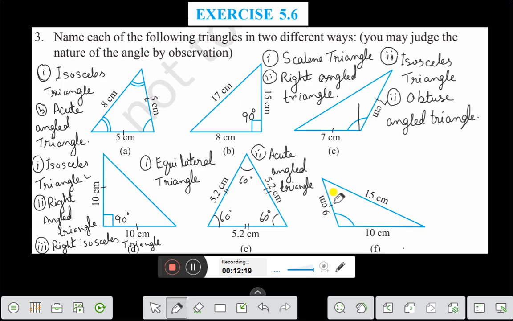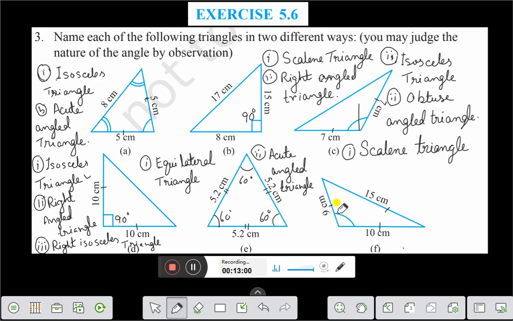Right? Now we'll do question number F. Question number F is, if you see here, this is 9 centimeter, this is 10 centimeter, and this is 15 centimeter. That means all the sides of the triangle are different or unequal. Therefore, we can say it as scalene triangle. This is a scalene triangle. All the sides are of different length, right?